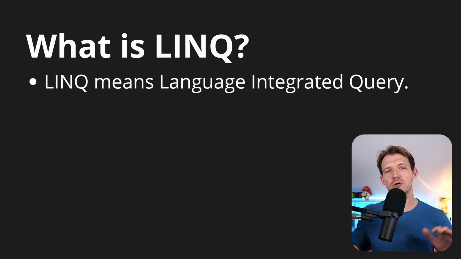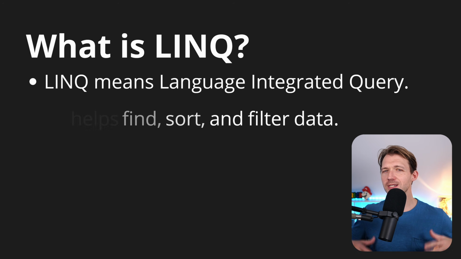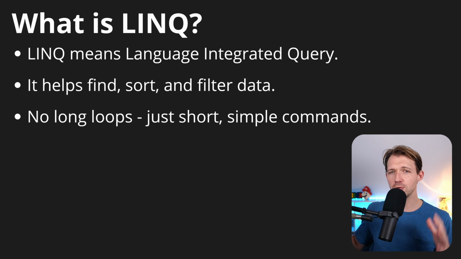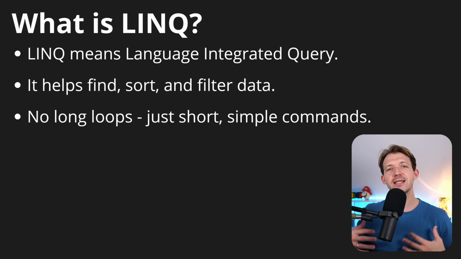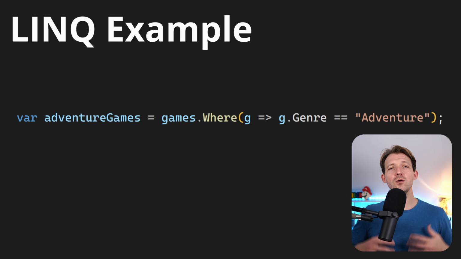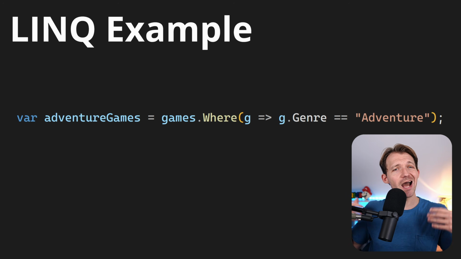Now, LINQ is short for Language Integrated Query. Fancy name, right? But it's really just a way to work with a list of things like video games or books, and that super easily. Instead of writing long, boring loops to find stuff, LINQ lets us write tiny, simple commands. For example, let's say you want to find all your adventure games. With LINQ, you can just ask for them.